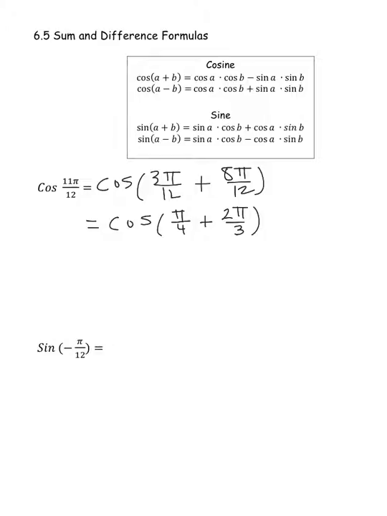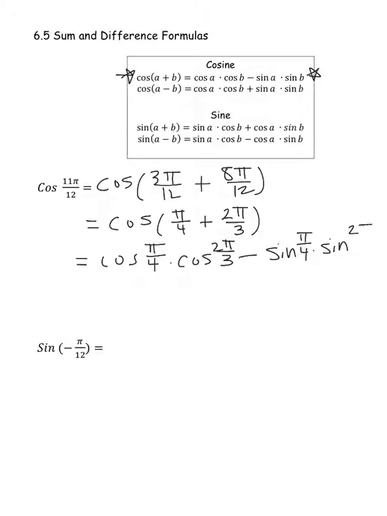And now I can use the sum formula for cosine. So I'm going to rewrite that as cosine of the first angle times cosine of the second angle. All right, and then we're going to subtract the sine of the first one, so sine of pi over 4 times sine of the second one, sine of 2 pi over 3. All right, and now all my angles are on the unit circle, and so I can get exact values here.